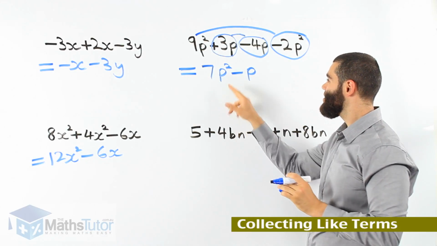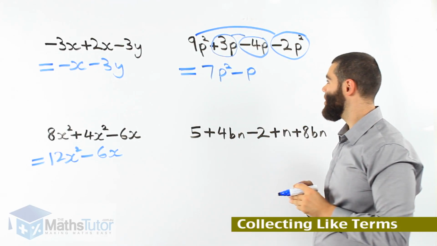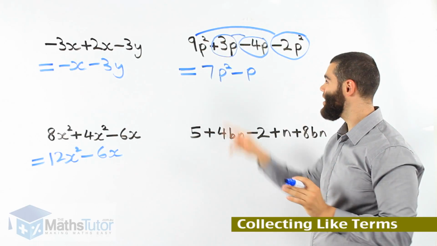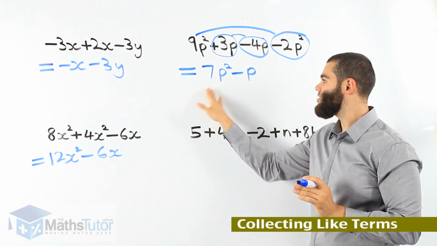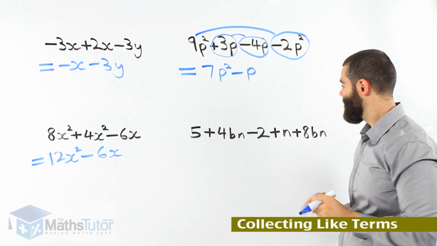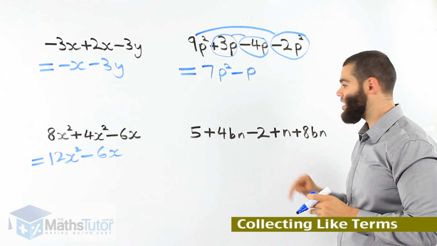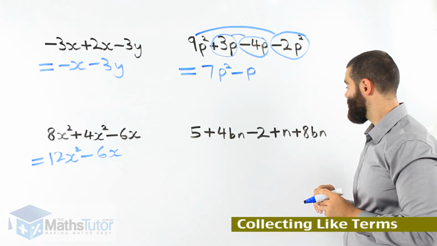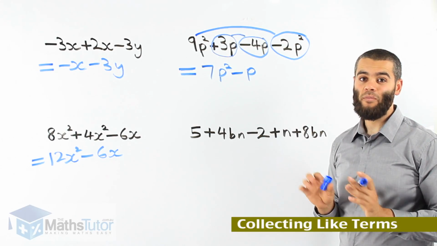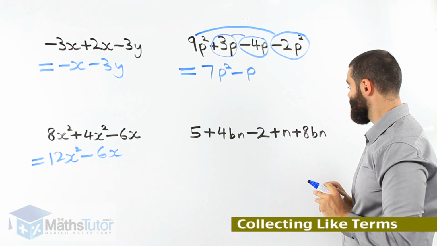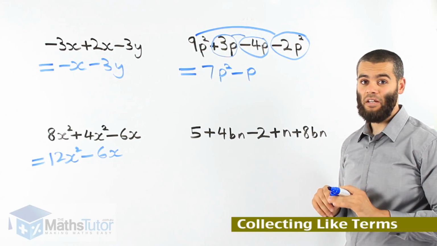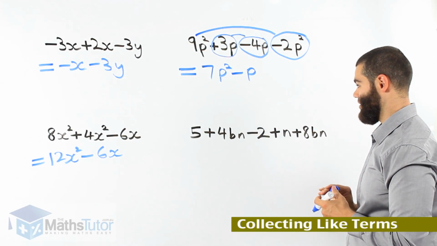Our final answer, 7p squared, take away p. Can we go any further? No, we can't. These are not like terms. This is our final answer. Now here we have a nice long one. We're going to have fun here and we're going to do it. And of course, we're not going to make any mistakes. It looks long and it looks scary, but we can handle it.